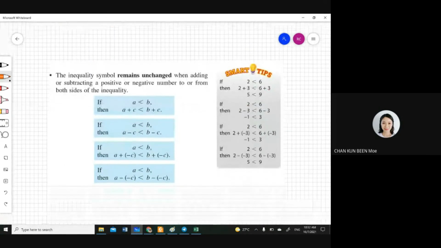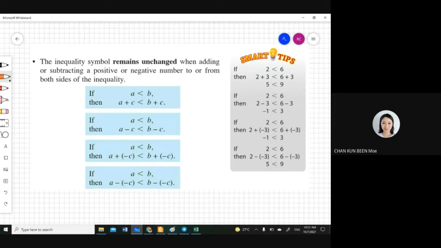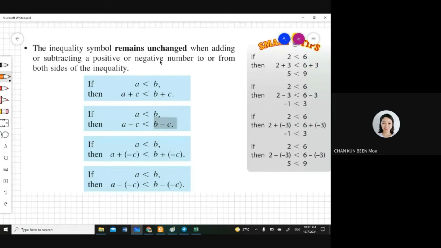We move on to these few over here. It looks like a lot of steps, but I will summarize everything for you later on. So we just go through first. The first one: the inequality symbol remains unchanged when adding or subtracting a positive or negative number to or from both sides of the inequality. It's a very long explanation over here. I just want to let you know, when you add or subtract a positive number, the inequality sign remains unchanged.